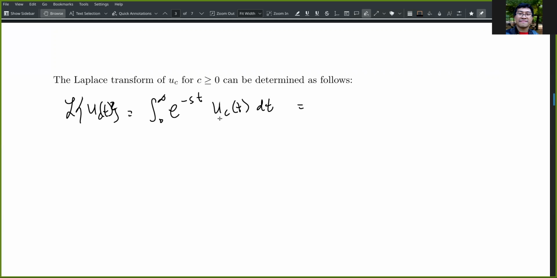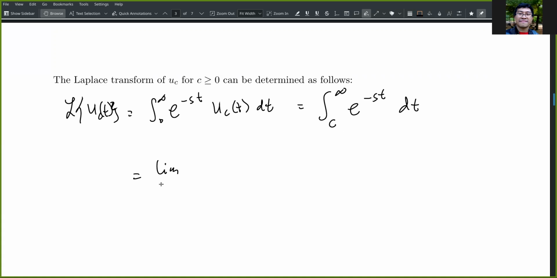Now u_c is 0 up to t equals c, so the integral from 0 up to t equal to c we can ignore. We can start from t, or variable t, from c to infinity. So you have e to the minus st, and since u is a unit function, it's just 1, so we can leave it like this.